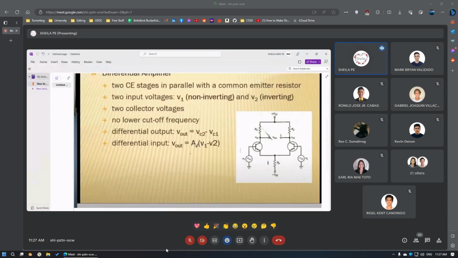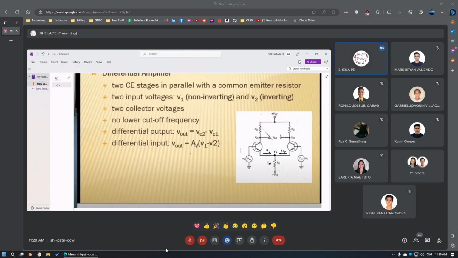Okay, this is just the IE-CAS. Why is it called the tail current? Because we have our VE here, right? The IE passes through here, and then it splits here. Here it becomes IE1.